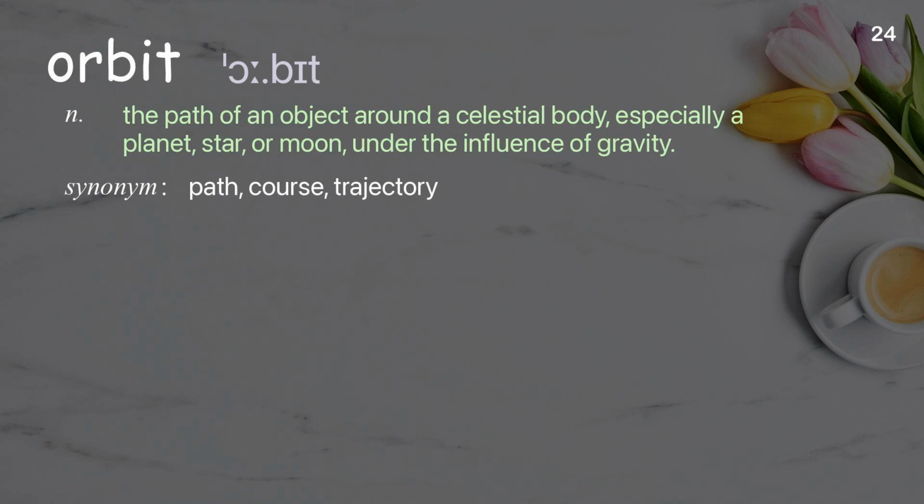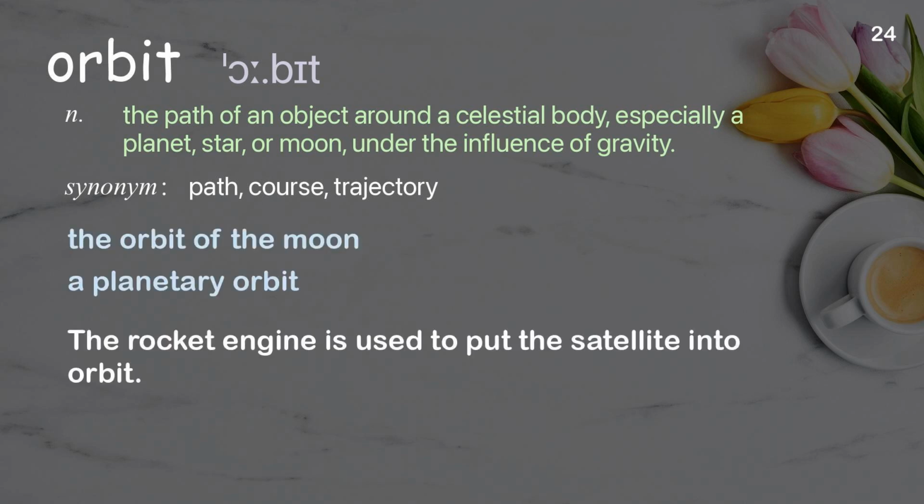Orbit. The path of an object around a celestial body, especially a planet, star, or moon, under the influence of gravity. Examples: the orbit of the moon, a planetary orbit. The rocket engine is used to put the satellite into orbit.